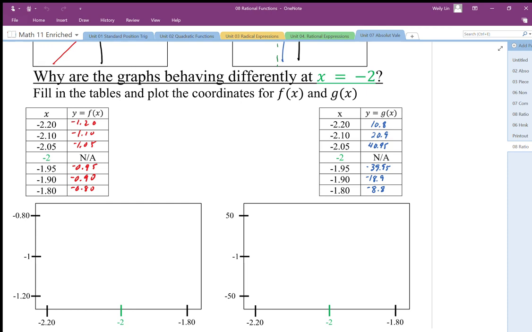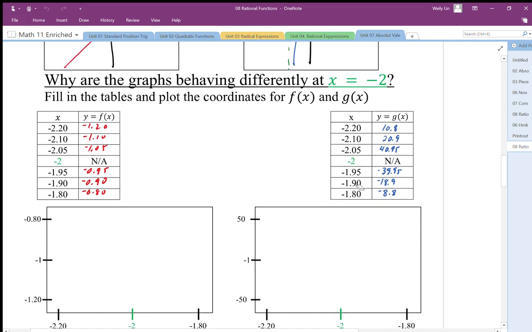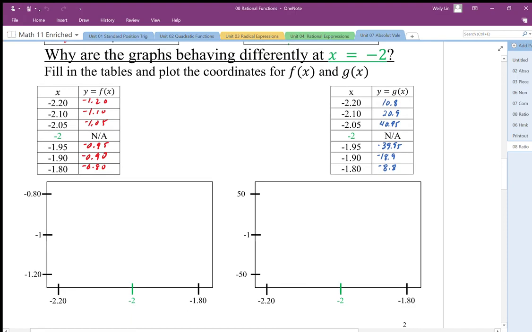So taking a closer look at what's happening near x equals -2, we can see how the graphs are behaving. I've made a table of values for points near -2 for f of x, and here I've made points near -2 for g of x. And if I plot these points, we can see that they are behaving very differently.